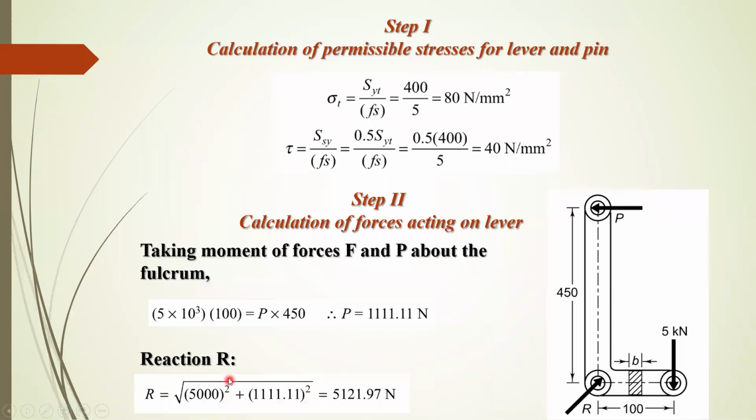So reaction R is, by a simple equation, the square root of 5,000 squared plus P squared. P is 1,111.11. So 5,000 squared plus this square, we get the reaction R. You can see the reaction is the maximum force among these three. So this is the reaction and the calculation of all these forces.